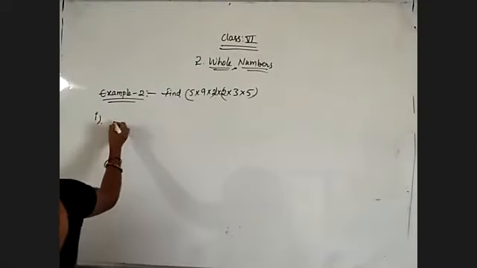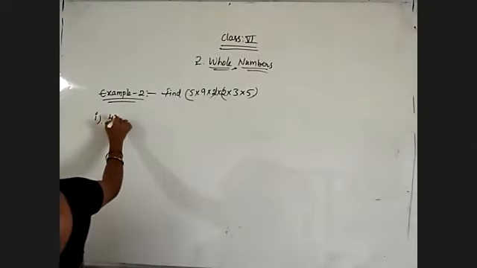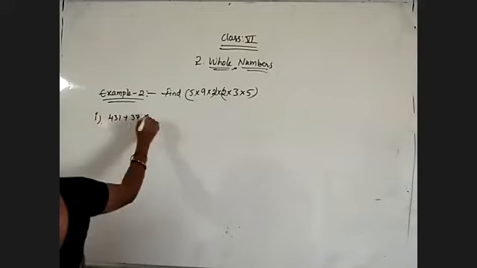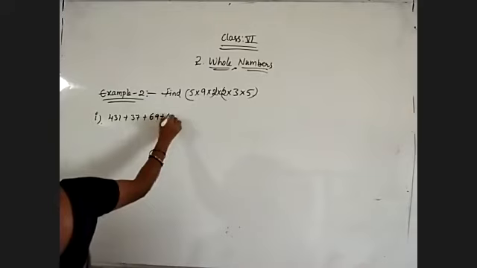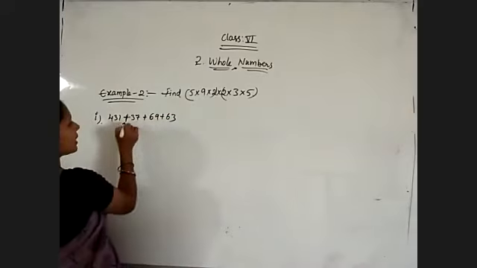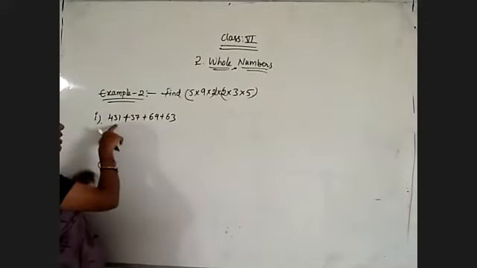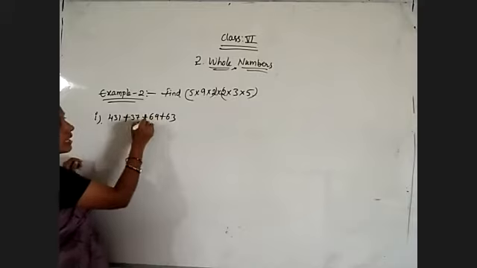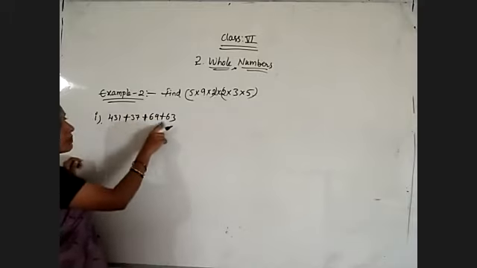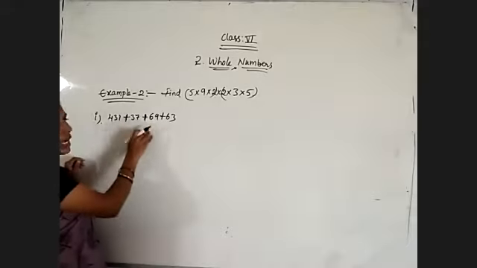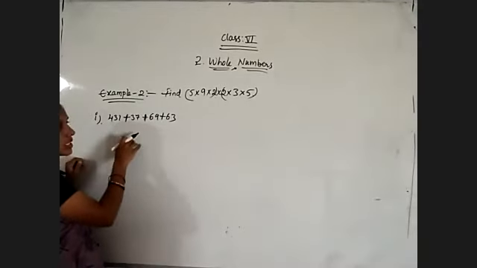My first question is 431 plus 37 plus 69 plus 63. Between every number, how many numbers are there? 1, 2, 3, 4. Total 4 numbers are there. All of those are related with the plus sign. So here we have to use the commutative property and associative property.